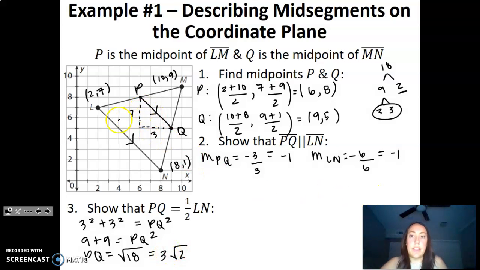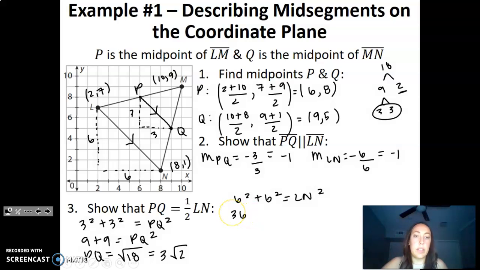Okay, now we just have to find the length of LN and show that it's twice as big. So this right triangle has side lengths 6 and 6. So 6 squared plus 6 squared should be equal to the length of LN squared. We get 36 and 36. Add those together and take the square root, we get root 72.